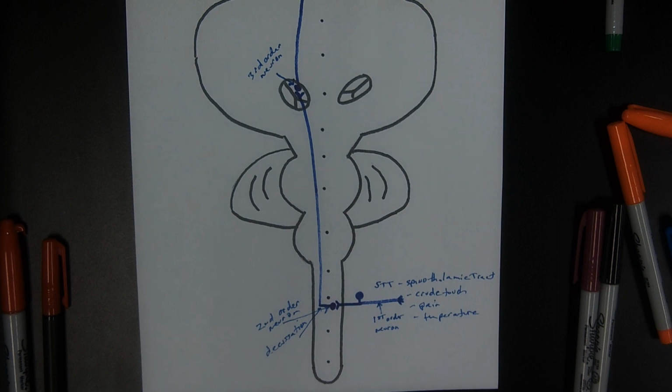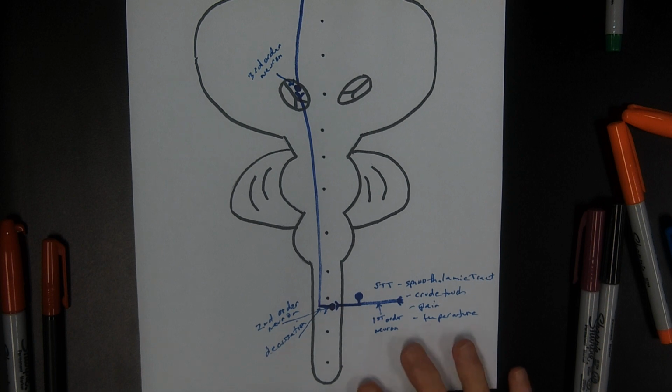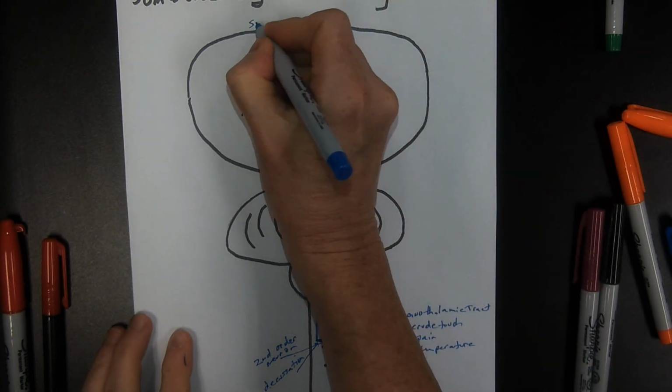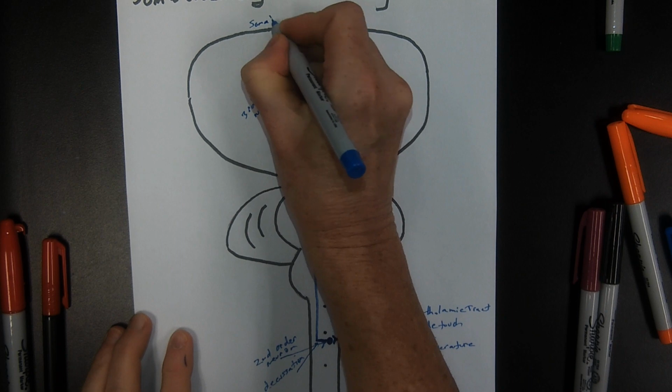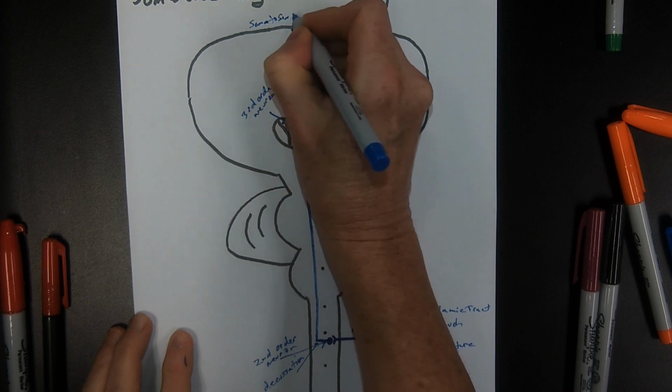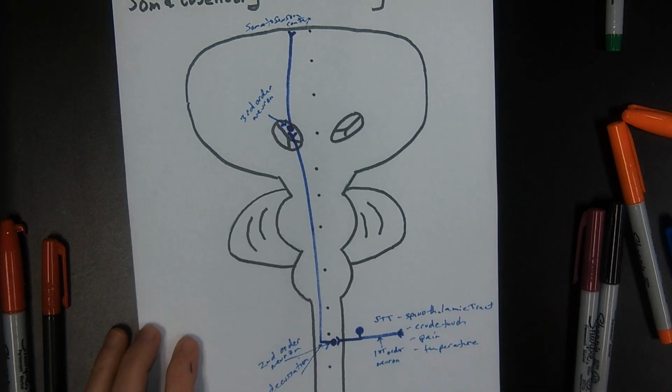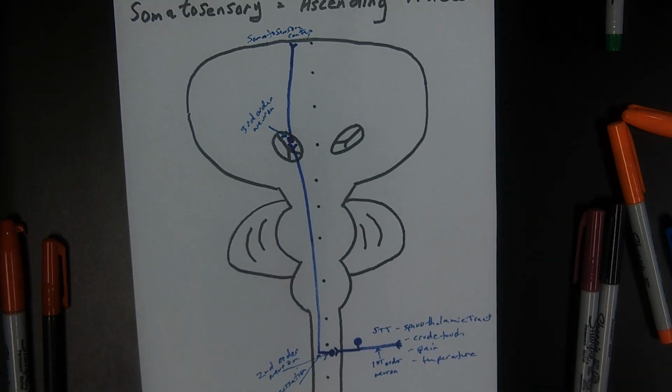So it just takes 3 neurons to convey information from the environment all the way up to your CNS. We talked about that a little bit the other day. Okay, and it's going up here. Let's label this the somatosensory cortex or postcentral gyrus. All the same. Questions? You see that? 3 neuron system.